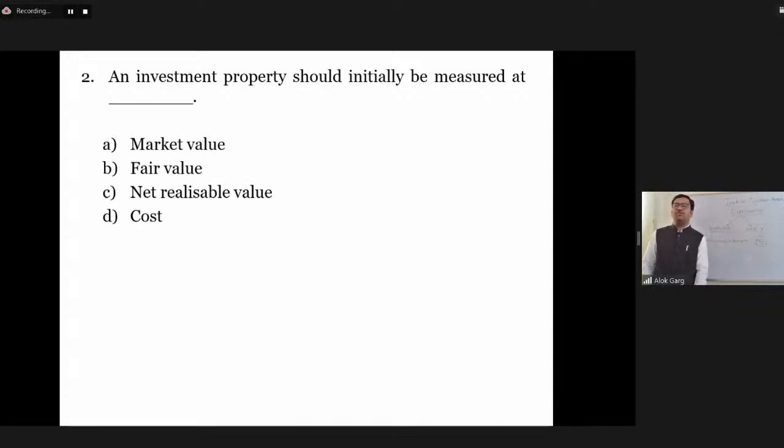Question number 2. An investment property should initially be measured at market value, fair value, net realizable value, or cost. What is the right answer?